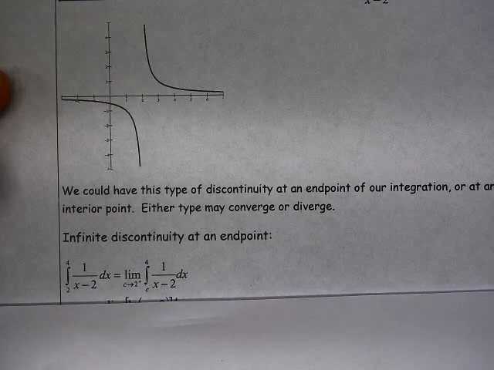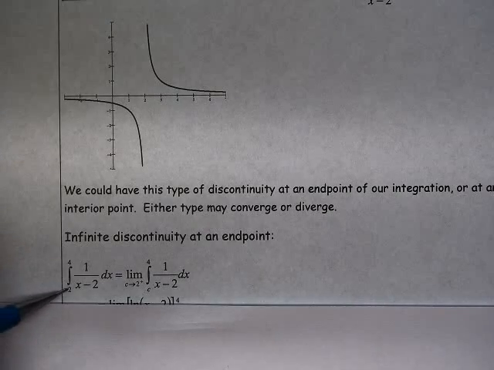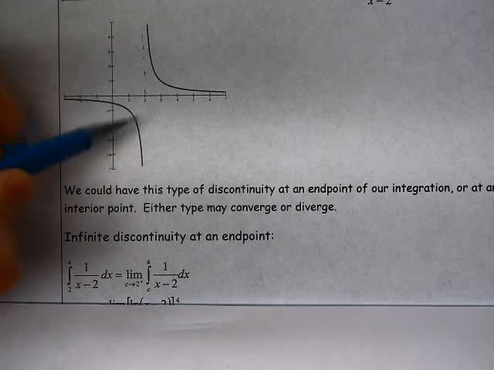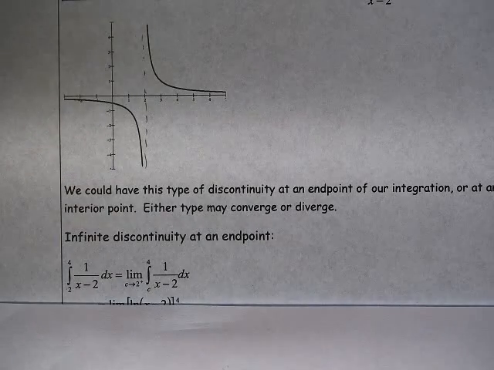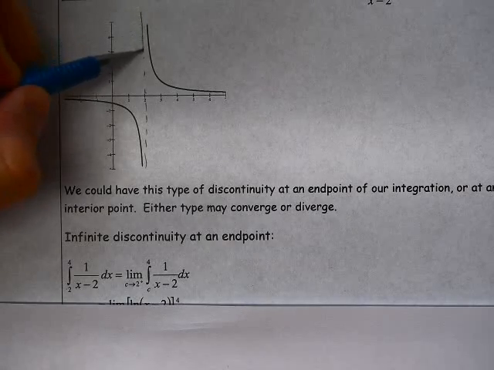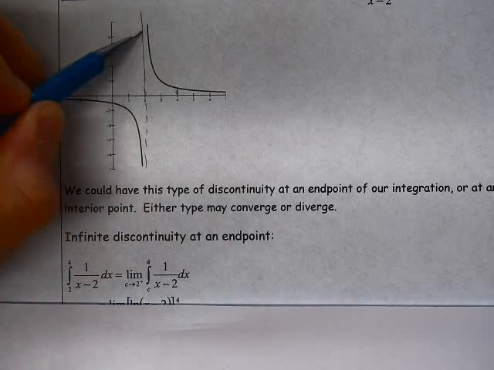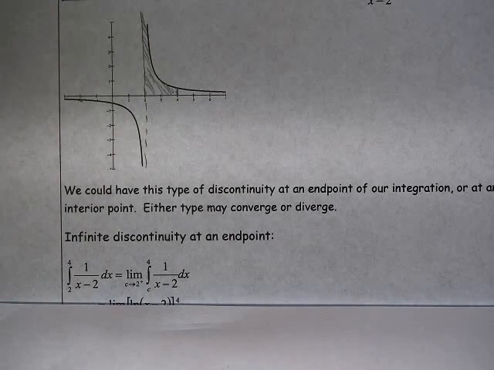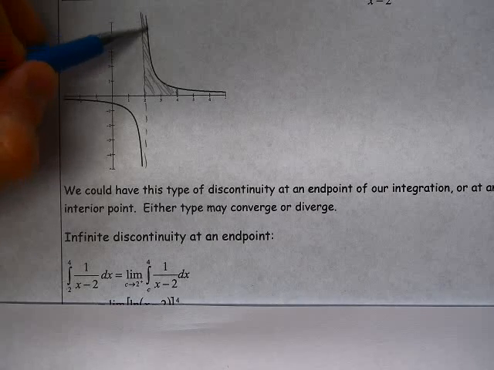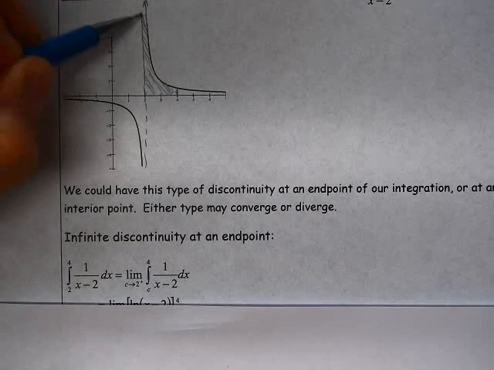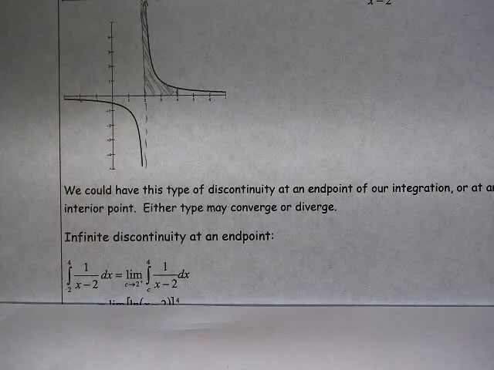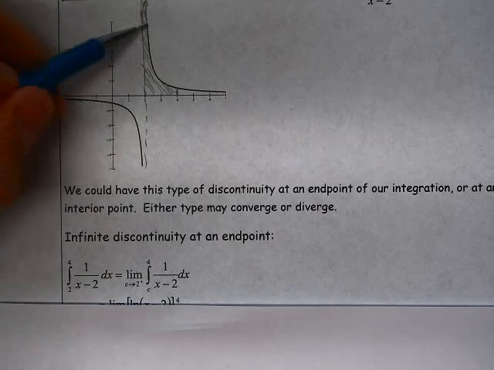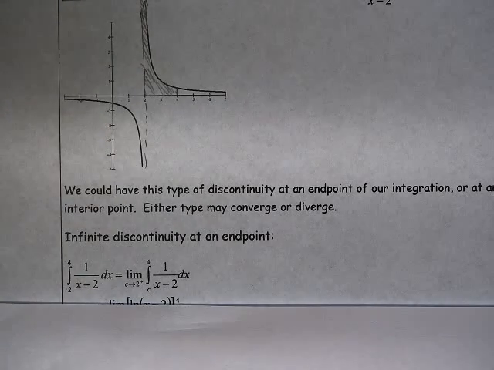So if I want to integrate from 2 to 4 of 1 over x minus 2, you can see I have a vertical asymptote at x equals 2. So I'm trying to find the area there, right? And remember that this function approaches this vertical asymptote but never actually touches it. So this area may diverge, it may just grow to infinity, or it may converge to a specific value. So we're going to try to find that out.